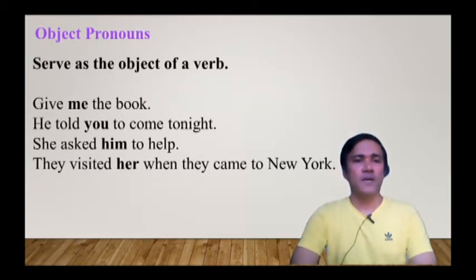Object pronouns serve as the object of a verb. Give me the book. He told you to come tonight. She asked him to help. They visited her when they came to New York. Here, me, you, him, her are called object pronouns.